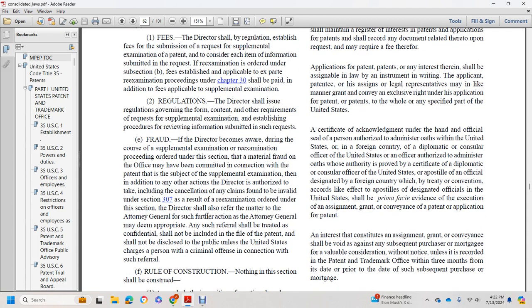If the Director becomes aware, during the course of a supplemental examination or reexamination proceeding ordered under this section, that a material fraud on the Office may have been committed in connection with the patent, then in addition to any other action the Director is authorized to take, including the cancellation of any claim found to be invalid under Section 307 as a result of the reexamination, the Director shall also refer the matter to the Attorney General for such further action as the Attorney General may deem appropriate. Such referral shall be treated as confidential, shall not be included in the file of the patent, and shall not be made public unless the United States charges a criminal offense in connection with such referral.